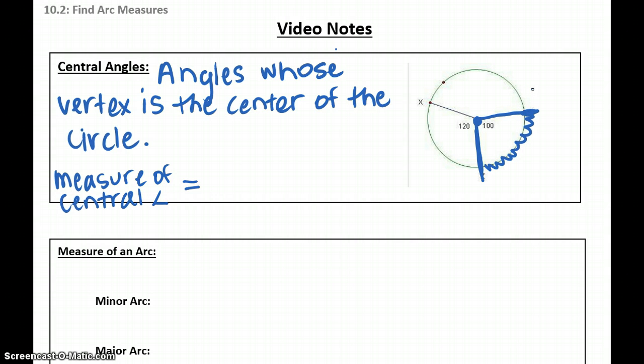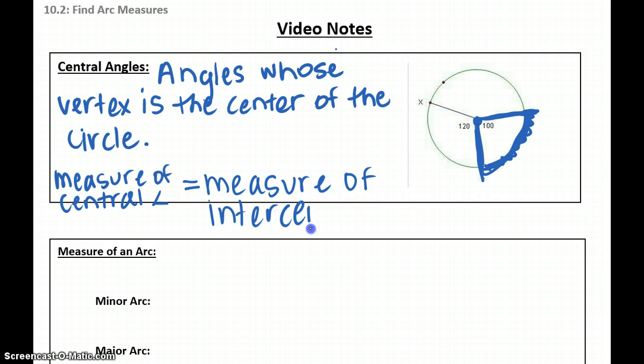That means the arc, I like to think of this like a Pac-Man, and if you imagined these angle rays closing, it is eating this arc inside of it. That is the intercepted arc. So the measure of central angles is going to be the same measure of its intercepted arc.